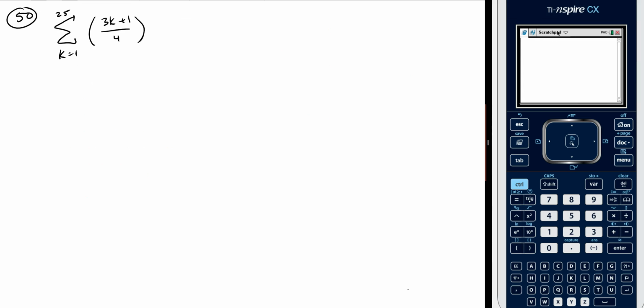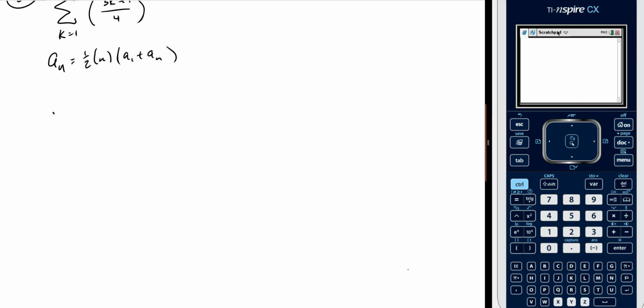Alright, number 50 gives us a summation in summation form, and it wants to find the sum from 1 to 25 of that function. That's a linear function, so it's going to be arithmetic, which means I can use the same thing. I can still do S n is equal to 1/2 n times a1 plus an, and we can still find everything. So n is first of all going to be 25, because we're going from the first term to the 25th term, so that's a total of 25 terms.